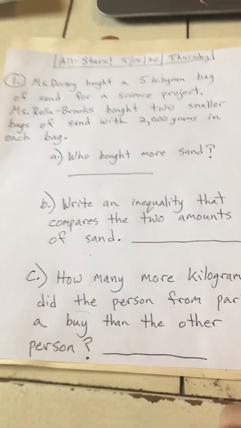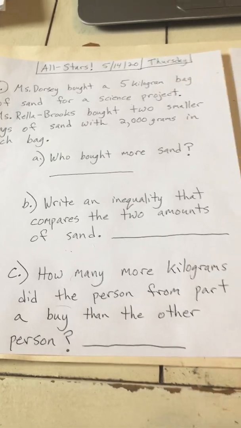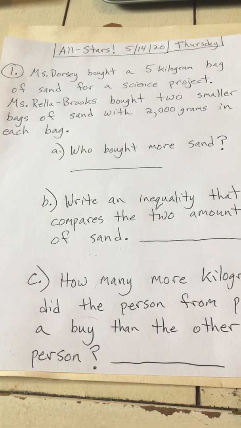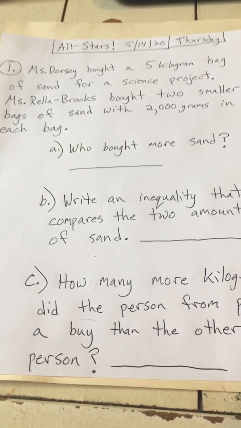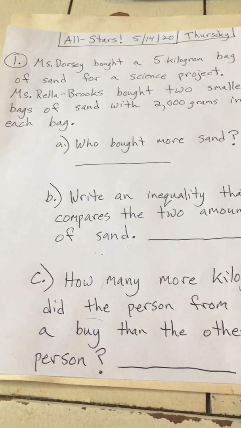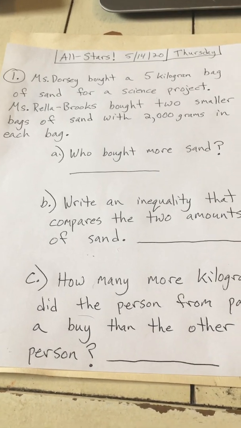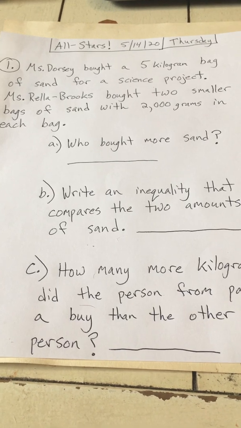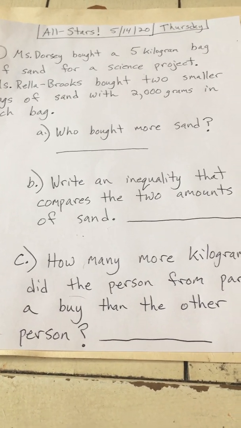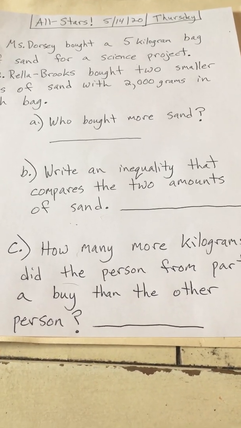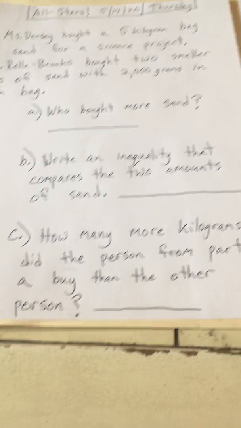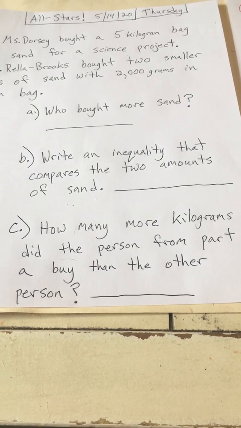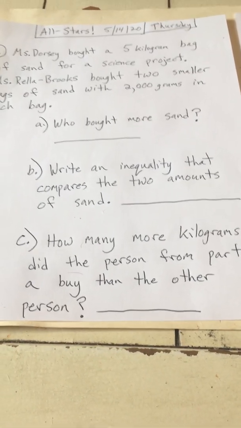So I'm just going to read through it first without doing anything, and the second time through I will annotate, just like usual. Miss Dorsey bought a 5-kilogram bag of sand for a science project. Miss Rella Brooks bought 2 smaller bags of sand with 2,000 grams in each bag. Part A, who bought more sand? Part B, write an inequality that compares the two amounts of sand. In Part C, how many more kilograms did the person from Part A buy than the other person?